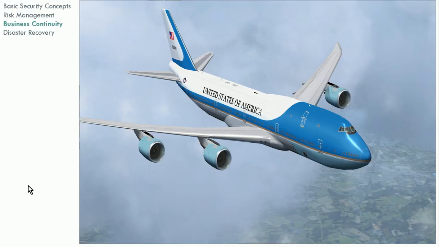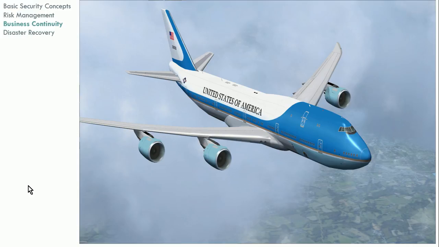Disaster recovery, on the other hand, is when we do have a major failure, how do we recover and how do we handle that failure? So what to do when we have a failure. Business continuity is mitigating the effects of a failure, and disaster recovery is knowing what to do when we have a disastrous failure.